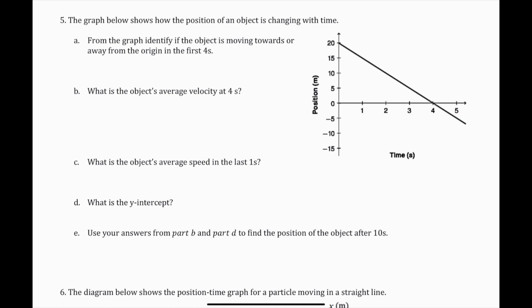Question 5. The graph below shows how the position of an object is changing with time. From the graph, identify if the object is moving towards or away from the origin in the first 4 seconds. In the first 4 seconds from the graph, it moves towards the origin. So here, towards the origin.